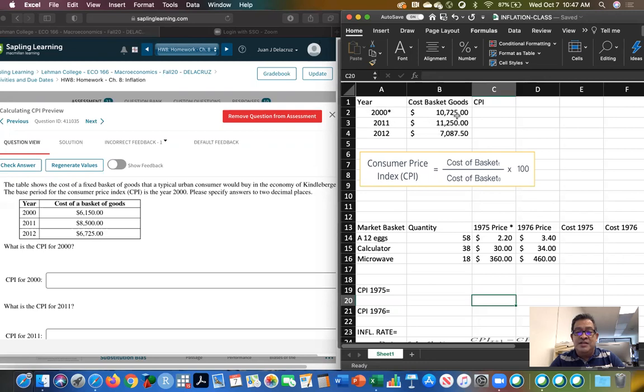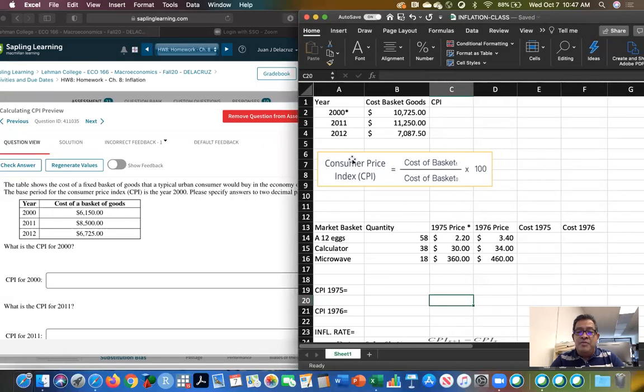I have the same years, with slightly different numbers, but I'm going to replicate this formula. Remember, the consumer price index is the cost of the basket of commodities now divided by the cost of the basket of commodities in the base year, right? So we chose 2000 to be the base year.